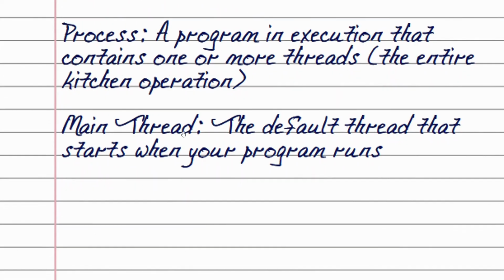Then main thread. The default thread that starts when your program runs, so that is our main method. While execution of our code, it starts executing from the main method. Public static void main, that is nothing but the main method, is also a thread. That is the default thread, we can say.